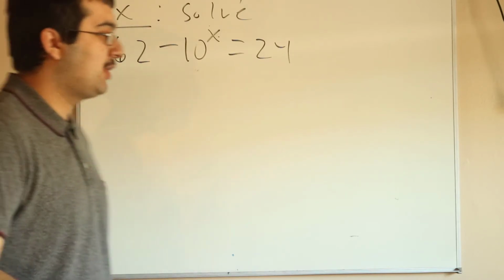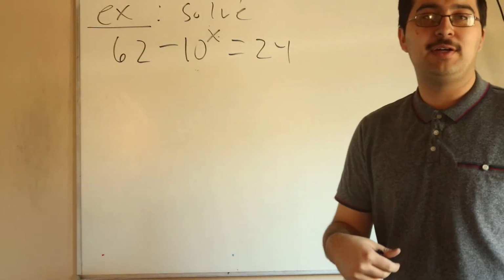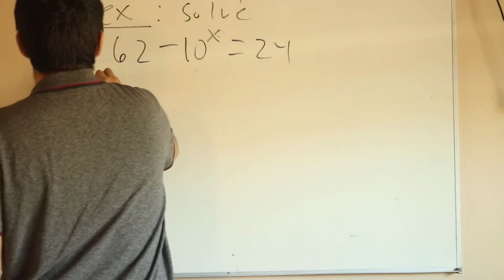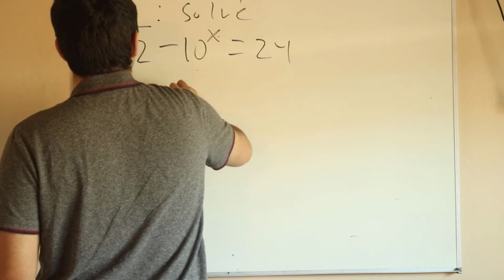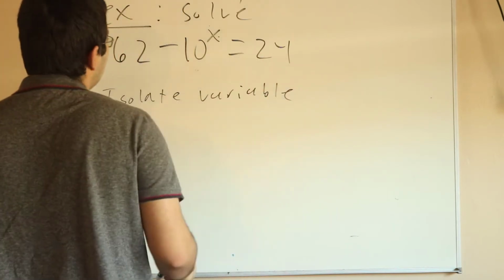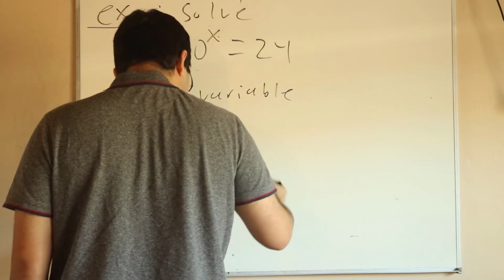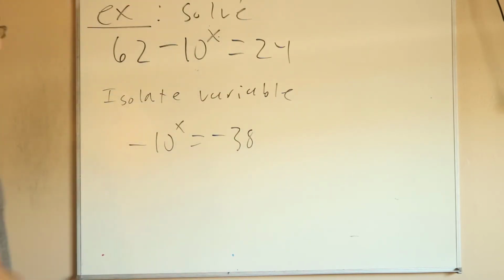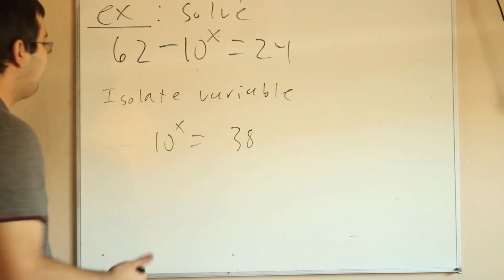Now, just like any other time we're trying to solve for a variable, we want to isolate that variable. So we're going to want to isolate the exponential term. So in that regard, we'll subtract 62 from both sides, and we'll get minus 10 to the x equals minus 38. Okay? Dividing by the negatives, we can make both those positives, and here we use that first technique.